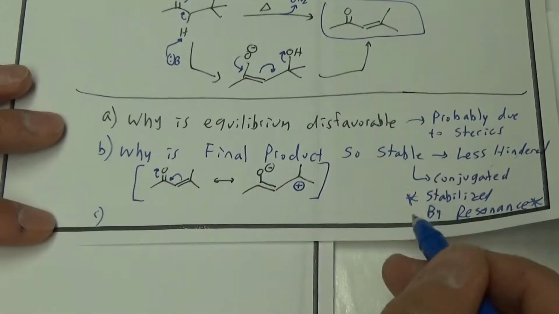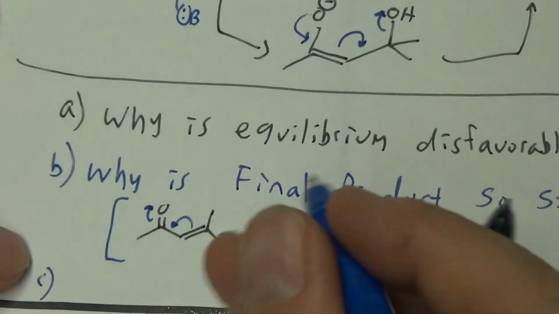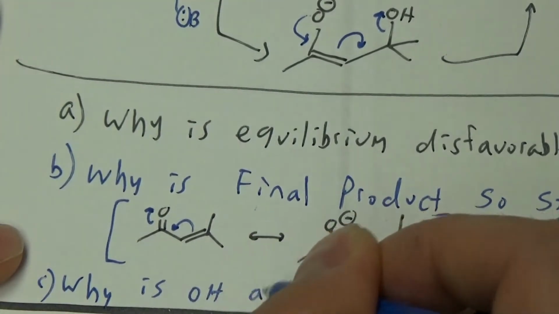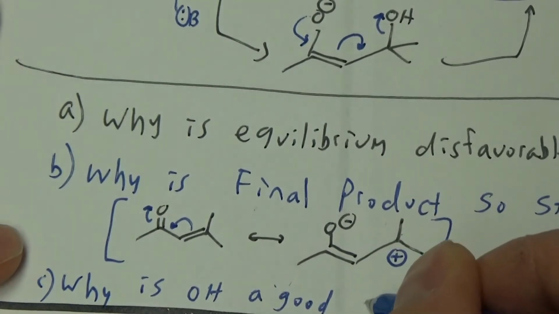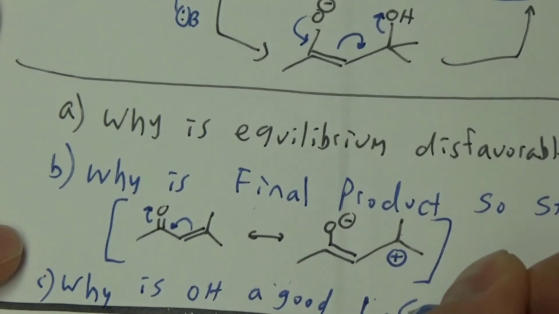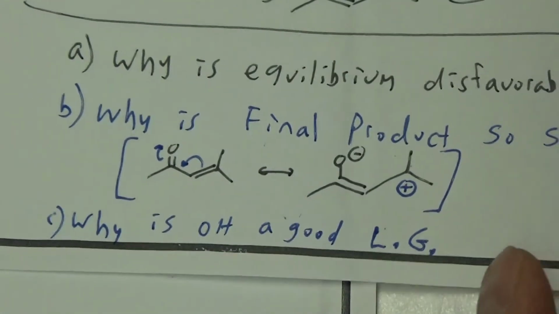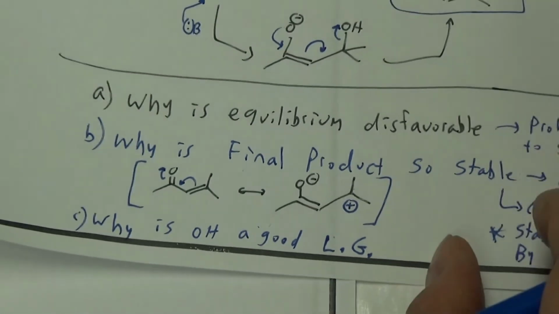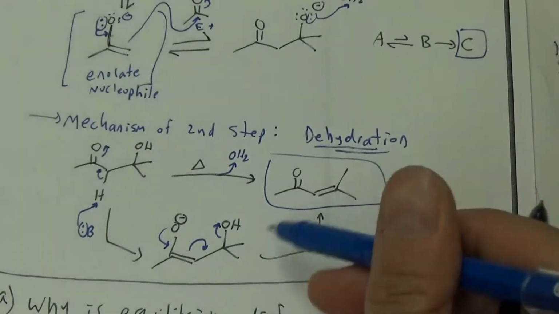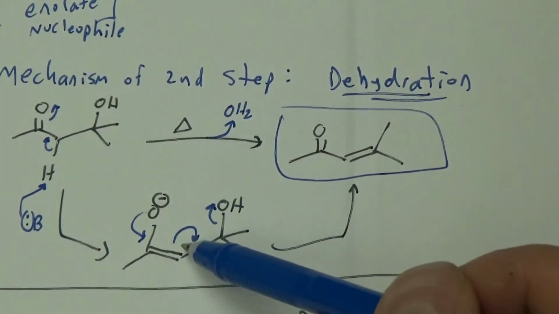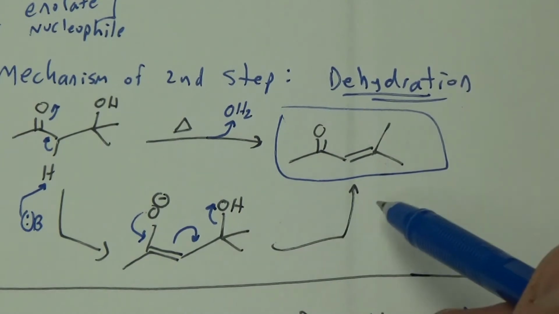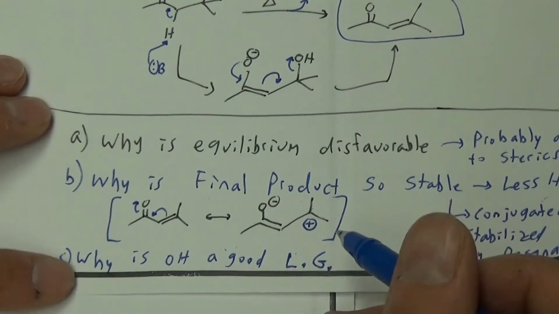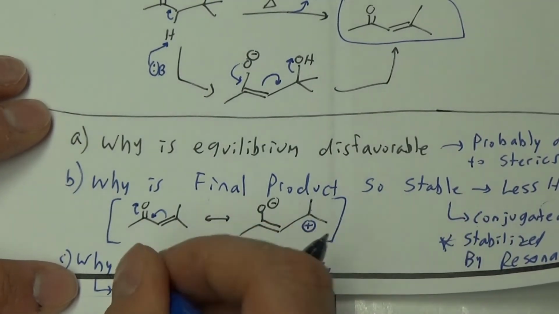Why is OH a good leaving group? That sounds crazy, because we've always said that OH is a terrible leaving group, right? What am I talking about? Where's OH a good leaving group? It was right here. I'm showing O minus swings down, kicks off OH as a leaving group, right? So why is OH a good leaving group? The reason is because the product is so stable.